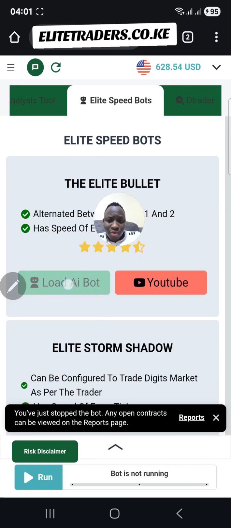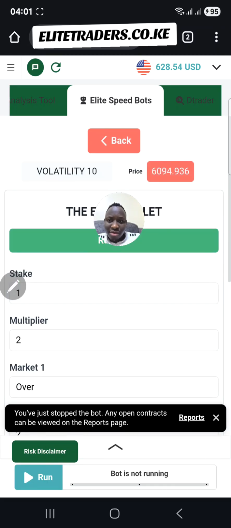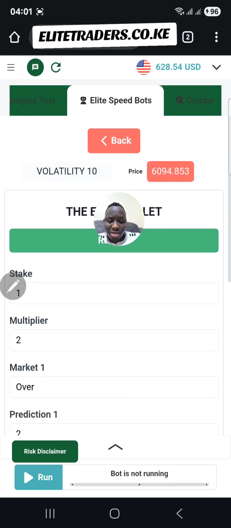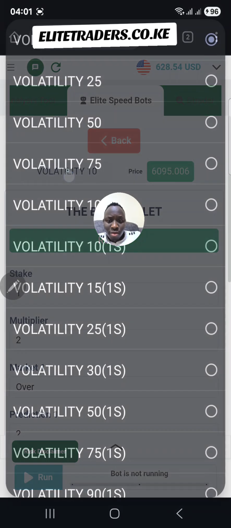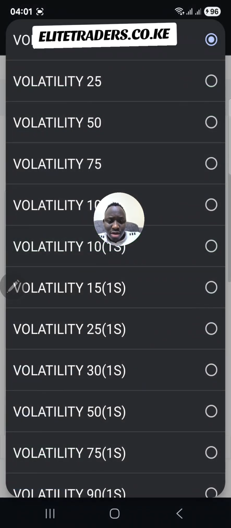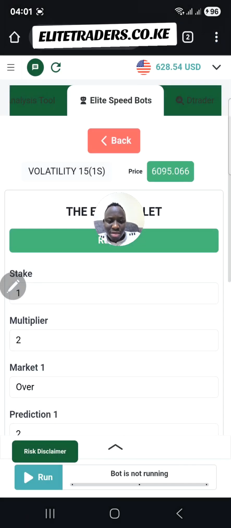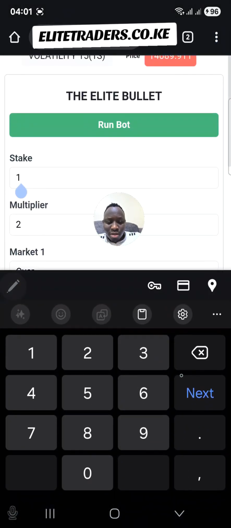So I want us to trade markets like under 7 with under 5 recovery. I think that is the market that I haven't done. Okay, so let's start. Any volatility, like which one? Let's start with 15.